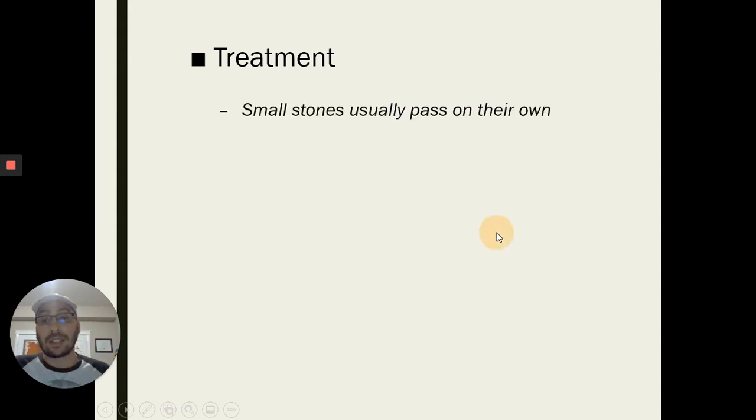So treatment for this: small stones usually pass on their own. This is usually when the boys start readjusting themselves because you have to pee them out. So you saw how jagged they are. Usually they'll pass on their own. Not a pleasant experience. There's this old sitcom called Seinfeld where Kramer, one of the characters on there, has to pass a kidney stone, and it's painful to watch. Funny, but painful.